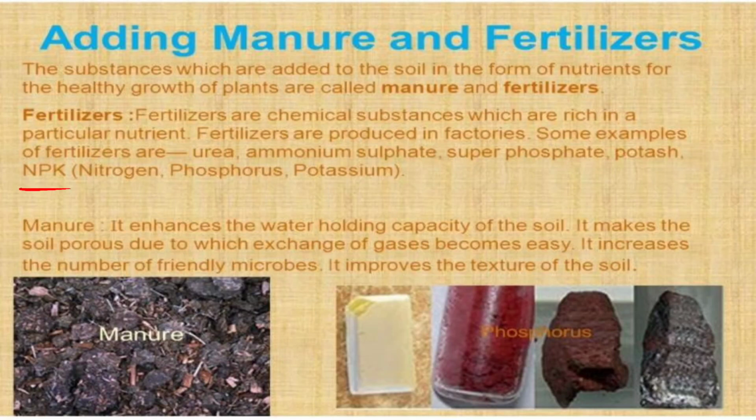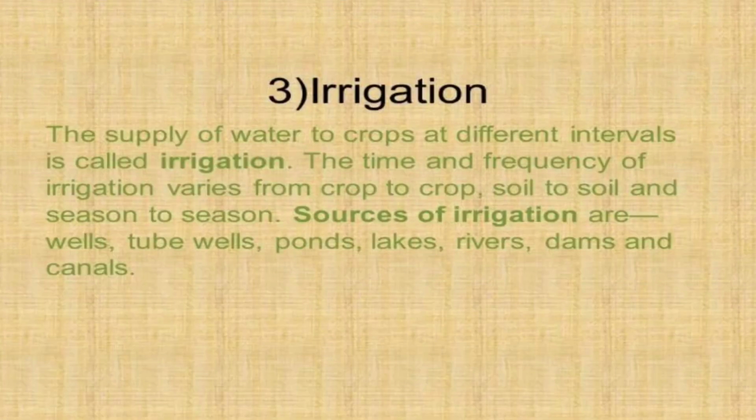Next is irrigation. So this much we have understood, what we are going to do and what is needed. Irrigation means watering. The supply of water to crops at different intervals is called irrigation. That means from time to time we have to give water to the plants. Irrigation is of different types. The time and frequency of irrigation varies from crop to crop, soil to soil, and season to season.